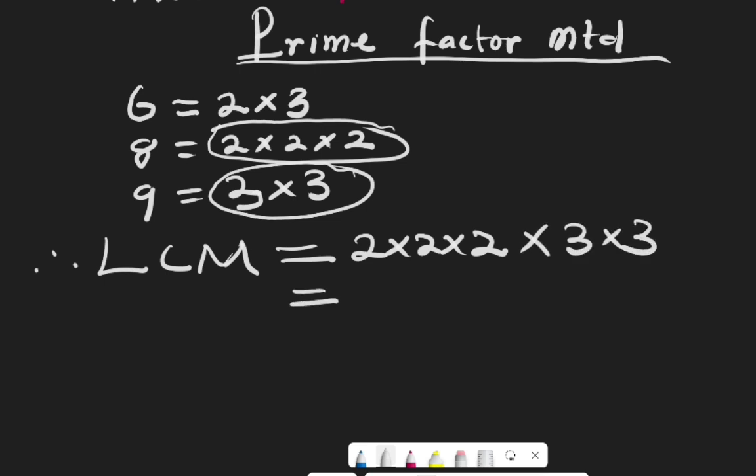When we multiply all, we have 2 times 2 gives you 4, 4 times 2, 8, 8 times 3, 24, 24 times 3 gives you 72, which is the answer.